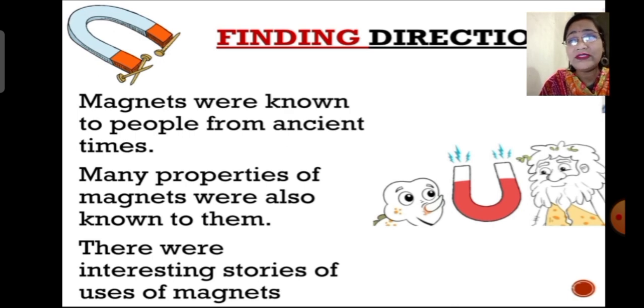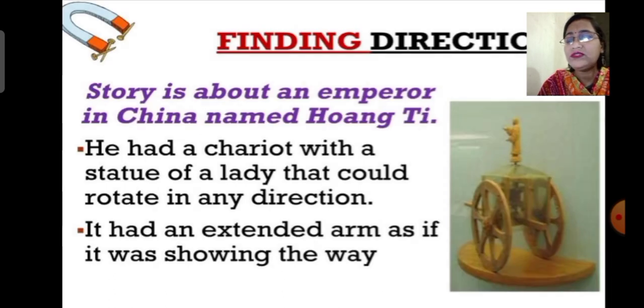Not only one story, but there were several stories of using a magnet in ancient days. Let's learn one more interesting story about the magnet with respect to finding directions. This is a story of an emperor in China and his name was Huang Tai. He had a chariot, like you can see in the image here, and chariots, as we all know, are usually tied along with horses.